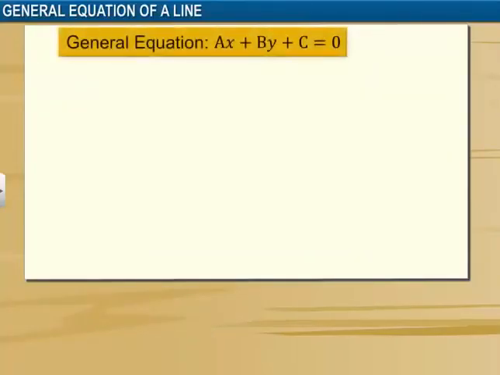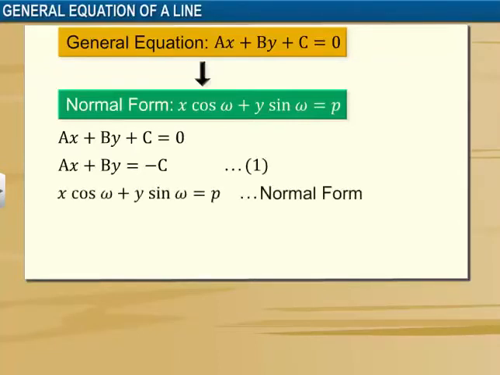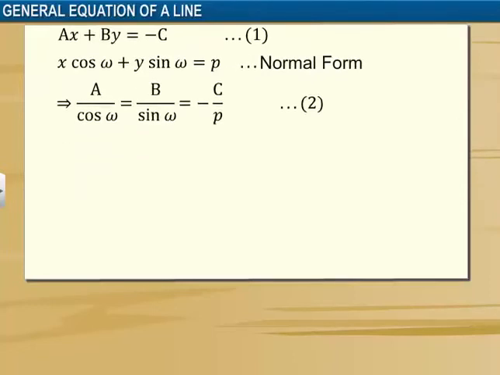Let us now reduce the general equation into the normal form of the equation of a line. Consider the general equation of a line. Rearranging the terms in the general equation, we get ax plus by is equal to minus c. Equation 1 is similar to the normal form of the equation of a line. Equating the like terms in equation 1 and the normal form of equation of a line, we get equation 2. From equation 2, we get cos omega is equal to minus ap upon c, and sin omega is equal to minus bp upon c. Let's denote these two equations as equation 3.